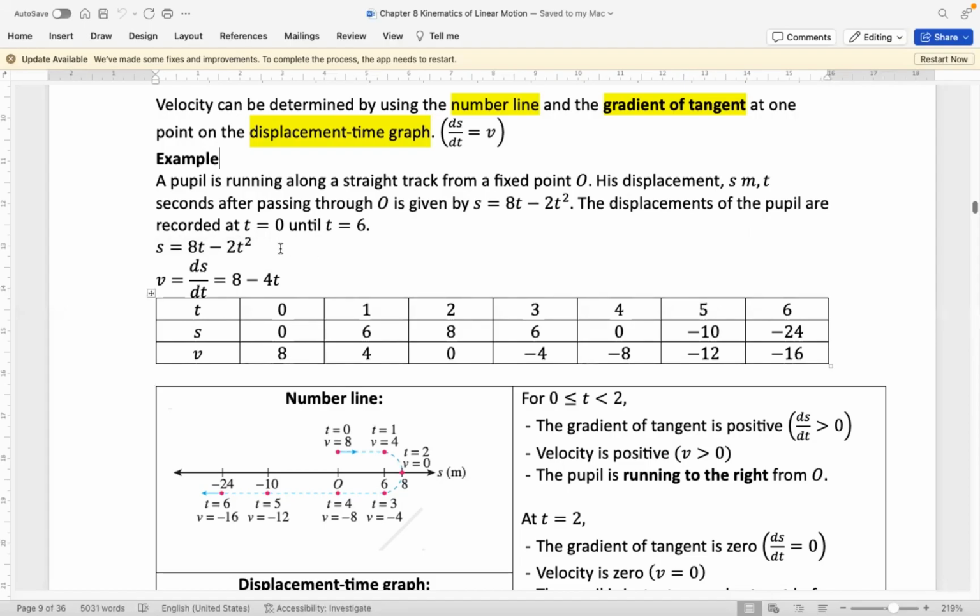So now you also can do a small step to identify the velocity function. When you are given a displacement function and you want to find velocity, you can do differentiation. So differentiate 8t, answer 8. Differentiate negative 2t squared, we have answer negative 4t. So we do the same thing. When t equals 0, we substitute inside. We have answer v equals 8. When t equals 1, we do substitution. We have answer v equals 4, and so on.